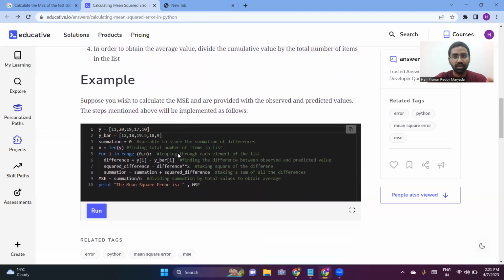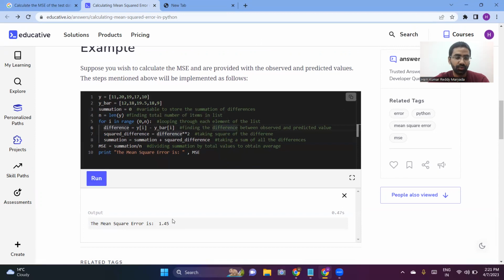So let us go to the code and understand it a little bit more. Here they're taking y as 11 and so on, and y bar means the predicted values. n is the length of y, which gives 5. Let me print. MSE is 1.45.